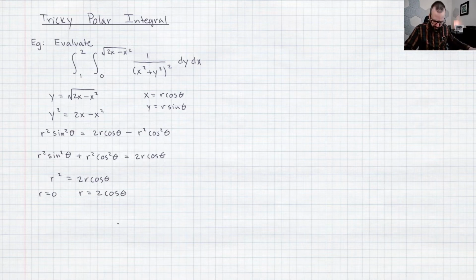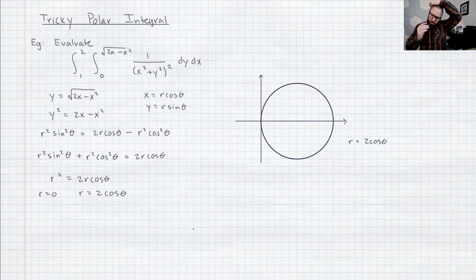Hopefully you're familiar with this graph, r is equal to 2 cos theta. Let me take a minute just to draw this circle in a pretty way. So we figured out that r is equal to 2 cosine theta, and that gave us this nice graph. Just to be clear, this is the point (2, 0). So this is a circle of radius 1 that has been shifted right 1 unit. But we're really not done here. There's still a lot of work to do.